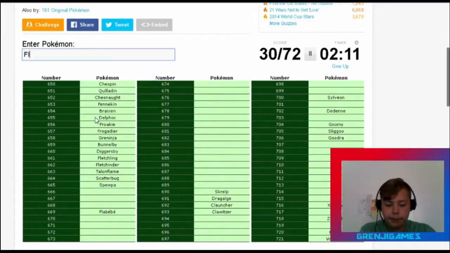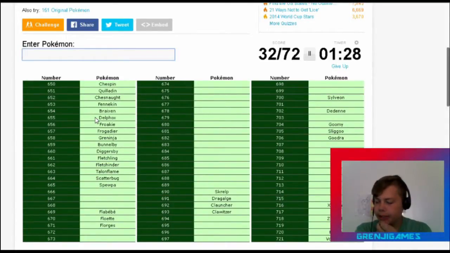Let's see, there is Flabébé. There is Florges. And then there is Floette. Floette. There is Vivillon. People say it Vivillon. I don't know. Let's see. There's a Pikachu clone for this generation. I think I already got it. Was Dedenne. Let's see. Fairy types.